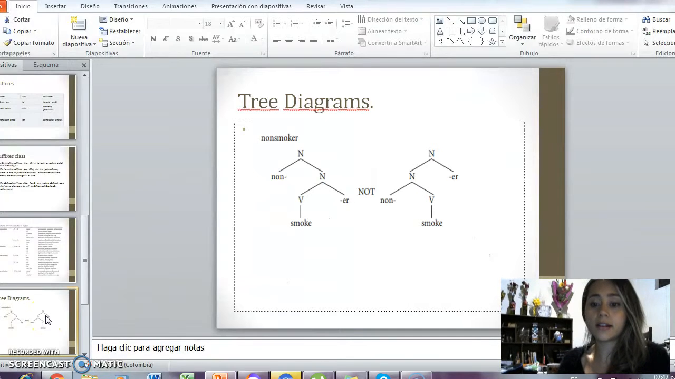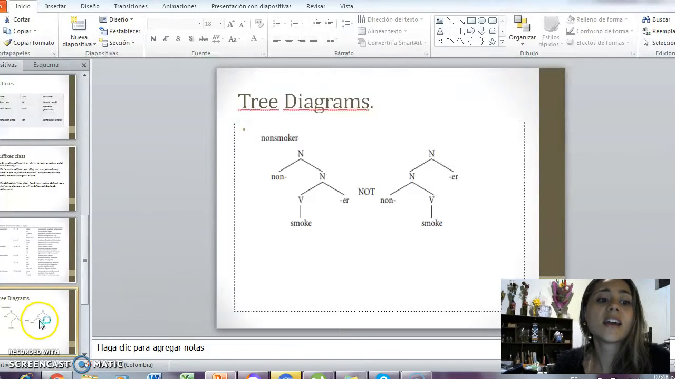And there is an option when you need to know what is the prefix, what is the root, what is the suffix: we can make tree diagrams, which are useful in those cases. For example, we have the word non-smoker. In non-smoker, we have non as the prefix, smoke as the verb, and er as the suffix. In that case, you can separate and know which part is what.